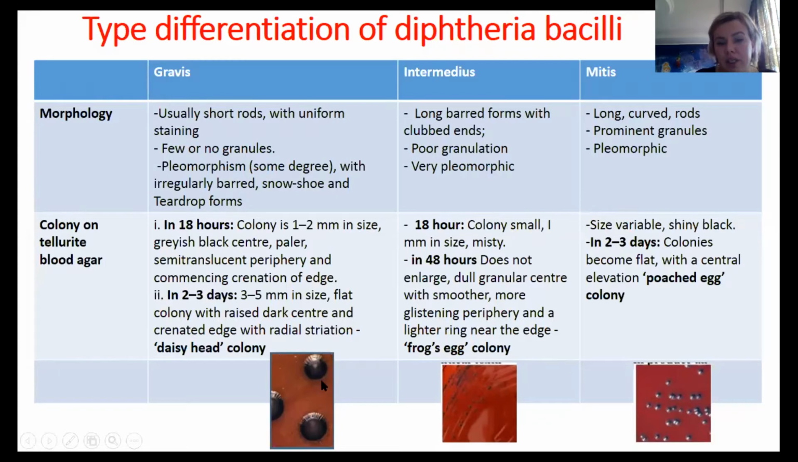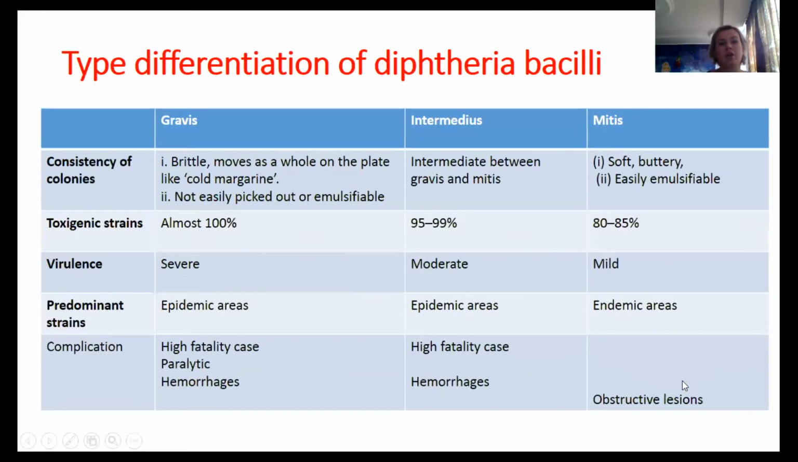In the table, you can see the colonies. This is gravis, like a daisy head. You can see it. Yes, frog eggs colonies, very small, and poached eggs. You can see the shiny surface of colonies. Consistency of colonies of gravis looks like cold margarine. Intermedius consistency is between gravis and mitis. And mitis colony consistency is soft and buttery.